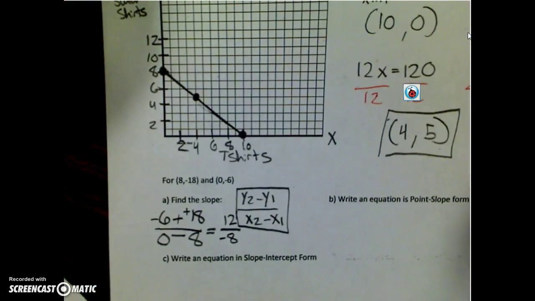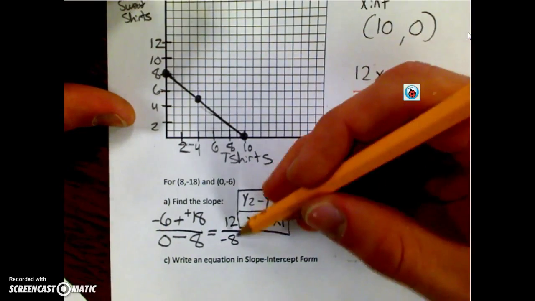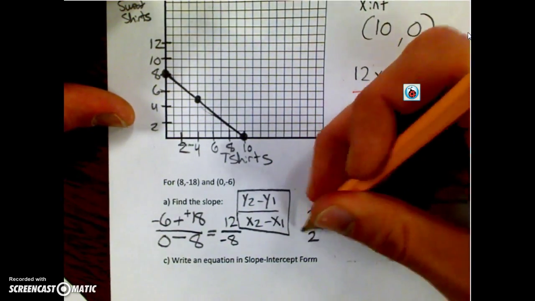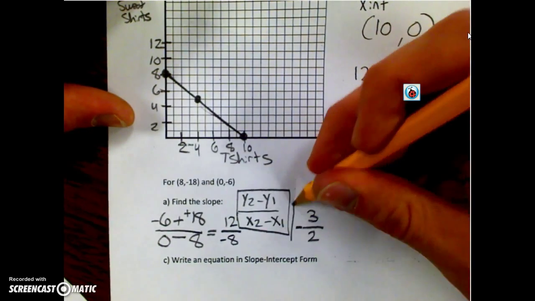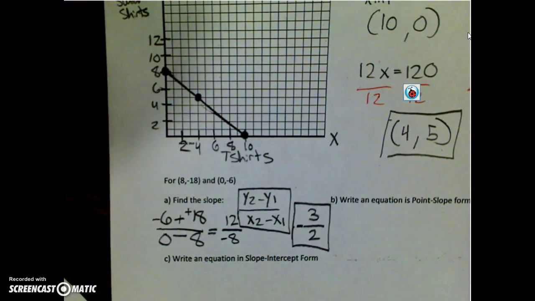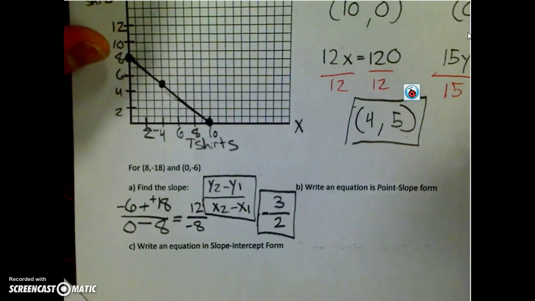Right, because 12 divided by that -8 there, I can divide them both by 4. So my slope answer here, if I divide both of these by 4, simplify this fraction, is going to be -3/2, and it's negative. Right, this is our slope that we have found through those 2 points. Right, now it wants us to write an equation in point-slope form.